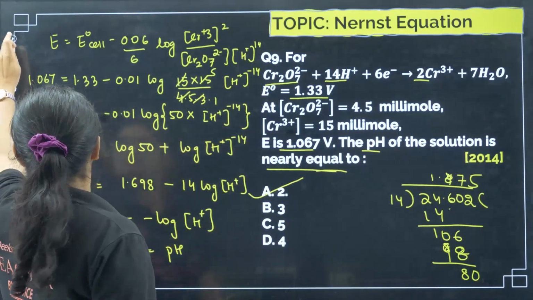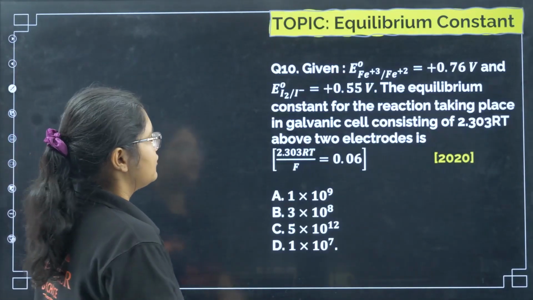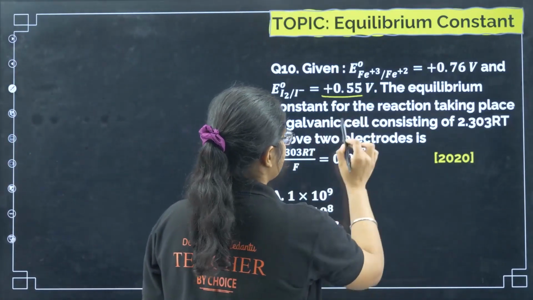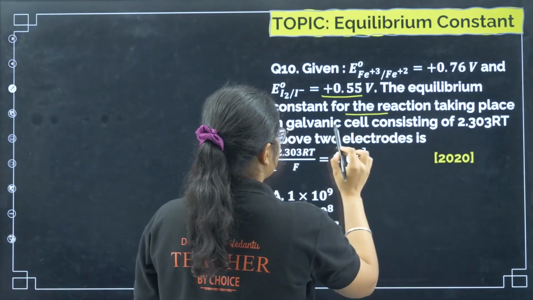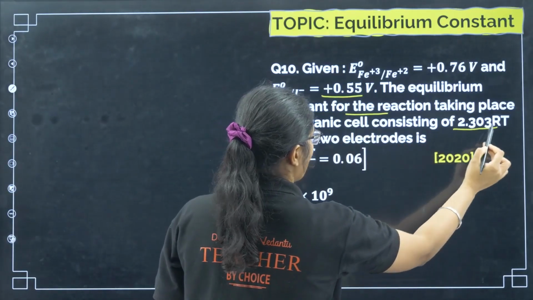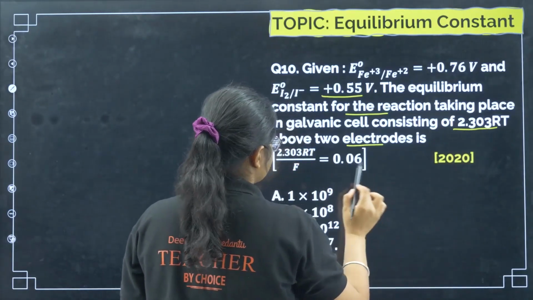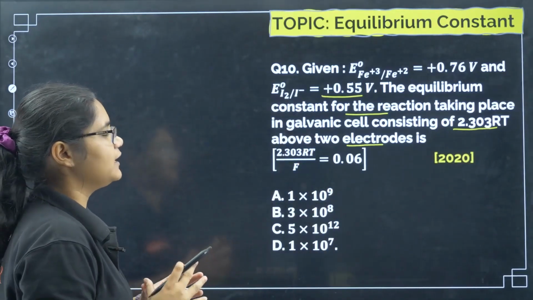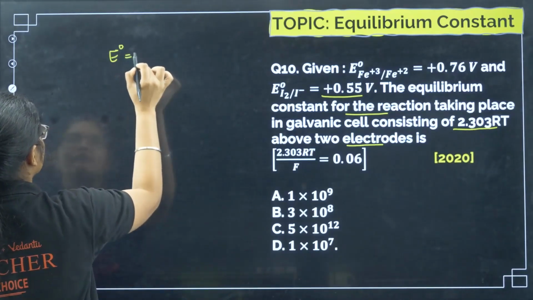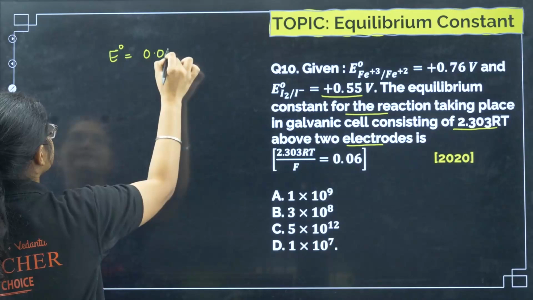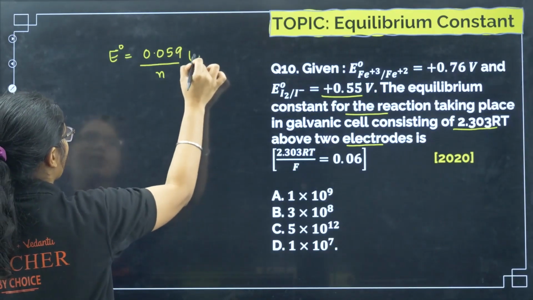Next, moving to question number 10 here. The value of E naught is given, and we have to find the equilibrium constant of the reaction taking place in the galvanic cell consisting of the two electrodes. We know this formula: E naught of the cell equals 0.059 by n log of K.